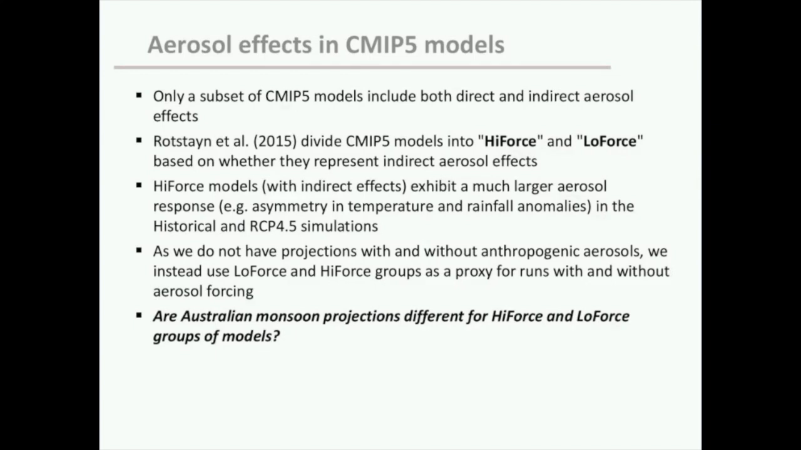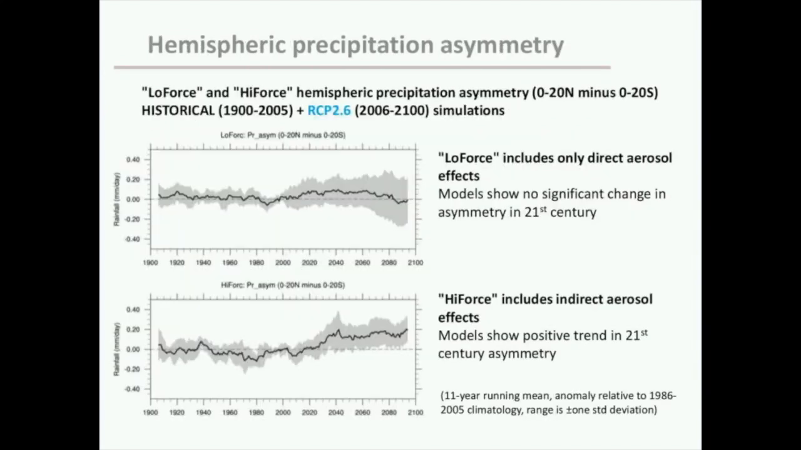We don't have future runs with and without aerosol forcing, which would obviously be the ideal experiment to look at. Instead, we're going to use the low force and high force groups as a kind of proxy for what the future runs would be with and without aerosol forcing. Obviously, it's not that simple, because the low force models do have some sensitivity, but it's much weaker than the high force group. So we asked the question: are the Australian monsoon projections different for the high force and low force group of models?